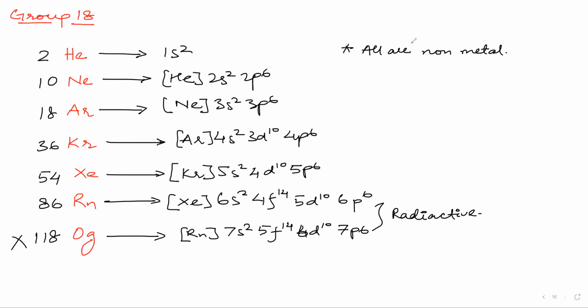All are non-metal. So these are all non-metal, all are gases also. Noble gases. The name only suggests noble gases. Okay, group 18 is known as noble gases.